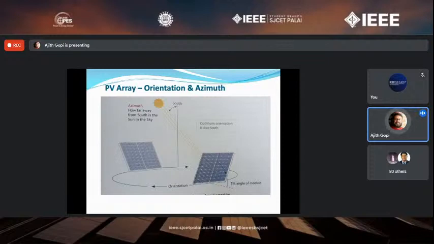So we can have a comparison of how your south-facing module will provide energy when compared to your west-facing module and your east-facing module. It's an interesting subject to learn and research, actually. I guess some of you can do some experiment on it. Okay.